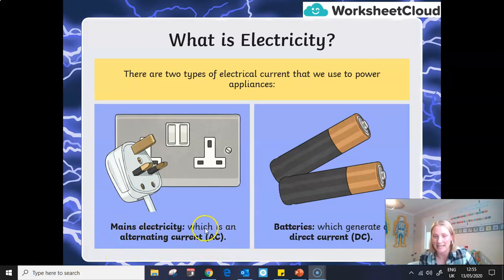It's AC for short. Otherwise, you might have battery powered items that still use electricity, and batteries generate a direct current, and we call that DC. So you may, I don't know if you know this, but maybe your parents definitely will. There's a very famous band and their name was AC/DC, and now you know where that comes from. The alternating current as opposed to the direct current, AC/DC. Have a little look, maybe you can YouTube them.